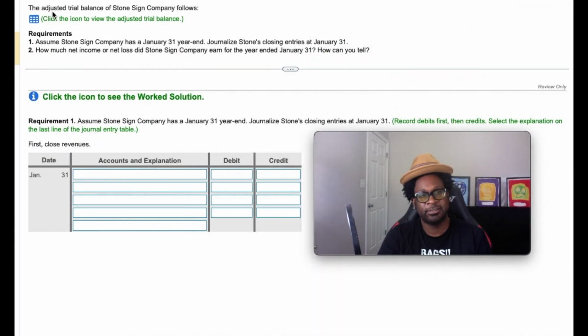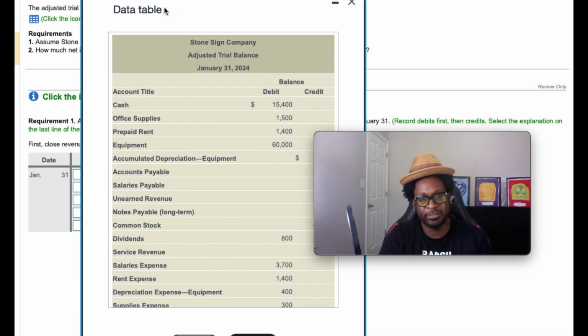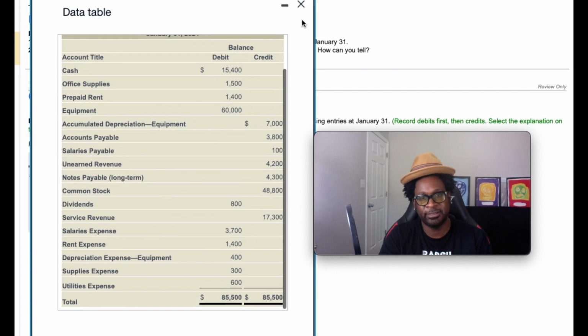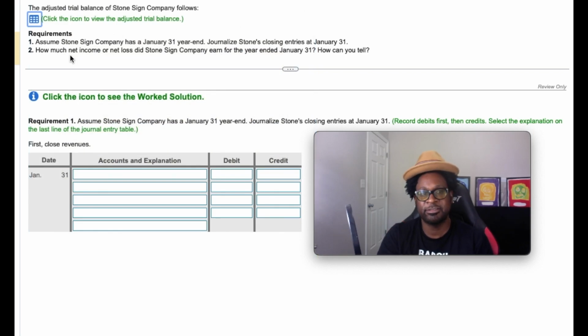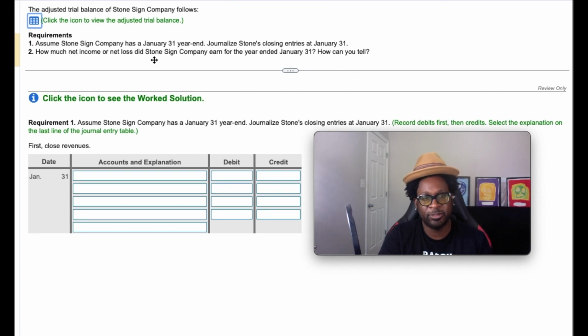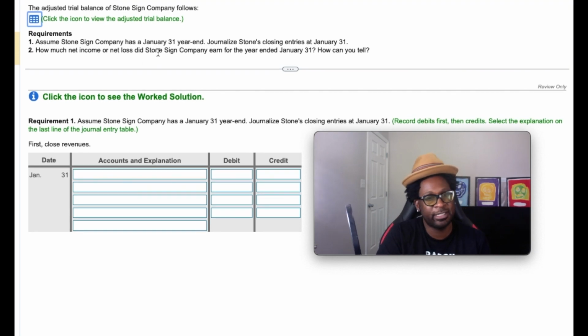So it tells us that the adjusted trial balance for Stone Sign Company is as follows. Let's see what we have here. We got us a nice, beautiful trial balance. And then it tells us to assume Stone Company has a January 31st year end, journalize Stone's closing entries. How much income or loss did Stone Company earn? Okay, so we're going to get to it, gang.